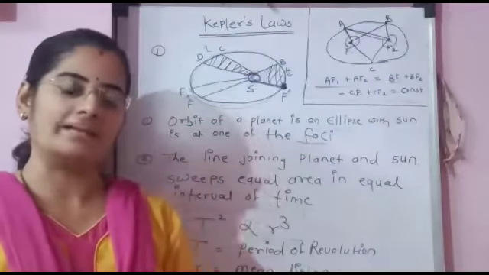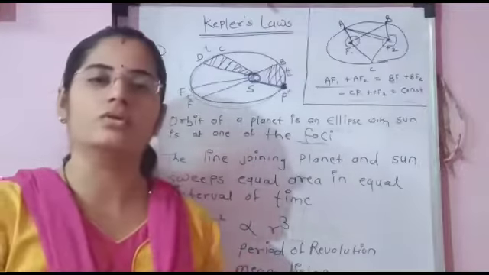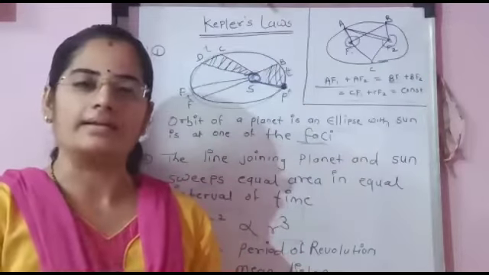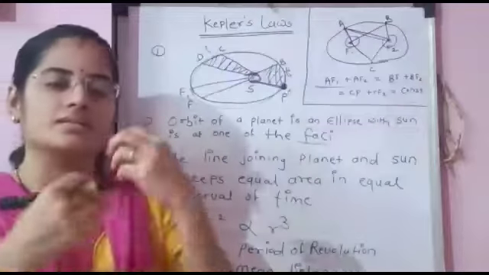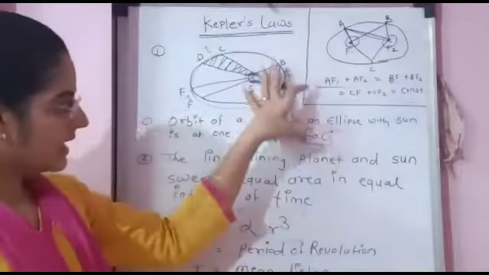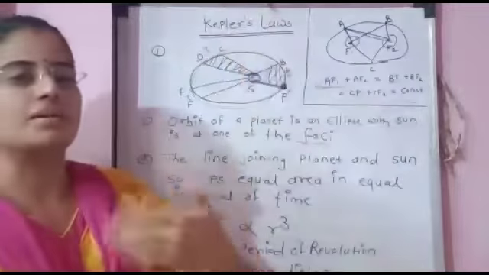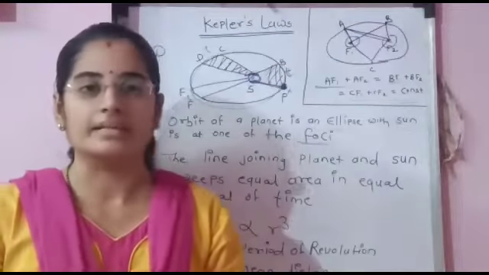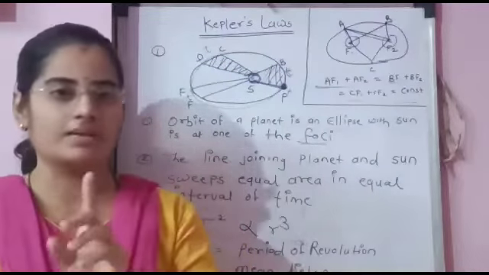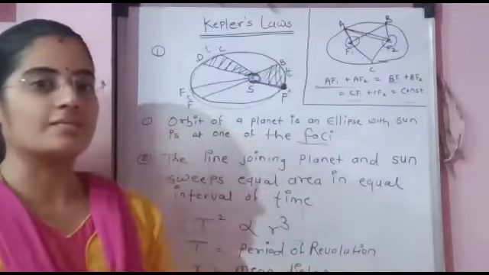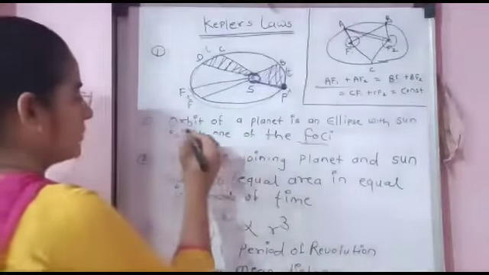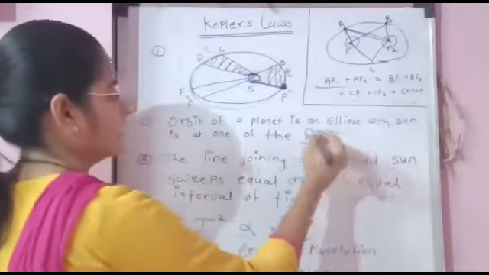Kepler studied the planetary motion. All the planets are revolving around the sun. The planets follow some laws, and Kepler said that these laws are called Kepler's laws of planetary motion. Then we study the first of Kepler's laws of planetary motion. The statement of this law is: the orbit of the planet is an ellipse.